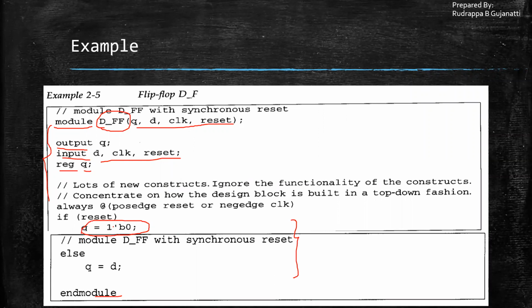What this actually implies: this is specifying the size, this is specifying the format, and this is the actual number. That we'll all discuss later. Here we are writing always at the positive edge or negative edge of the clock. If reset is asserted, what has to be done? Else, what you have to do. That is what you're doing. If you identify it, a D flip flop is nothing but a delay. Whatever input is present at D has to be given at the output. That is the simple thing present here.